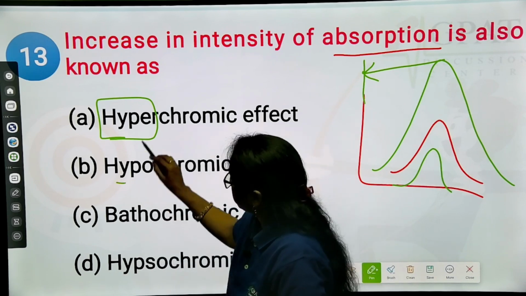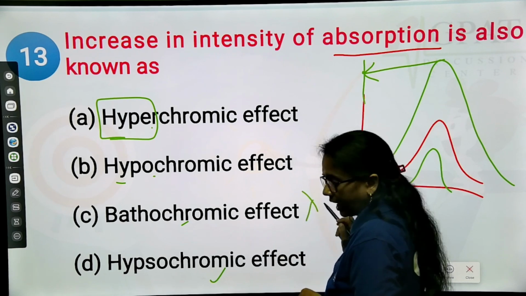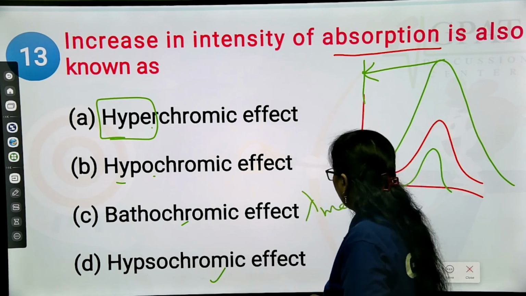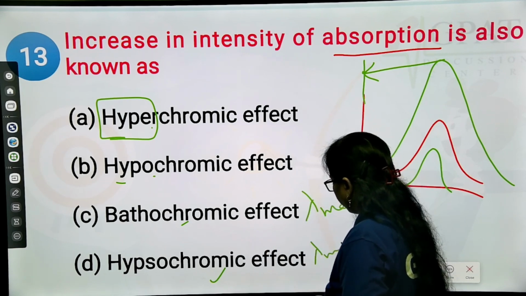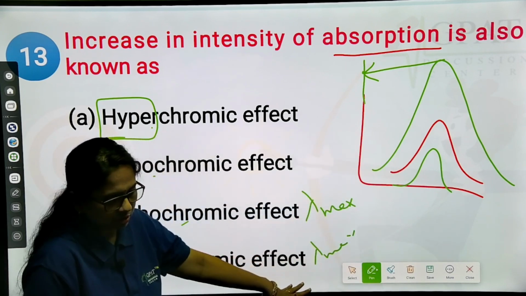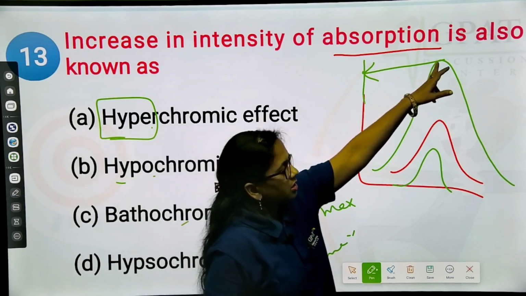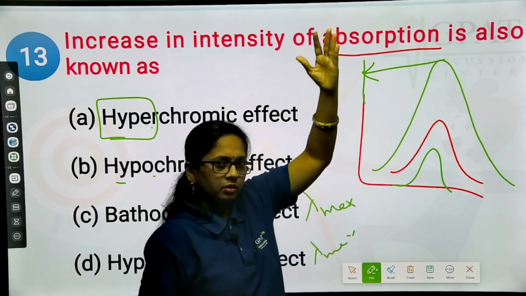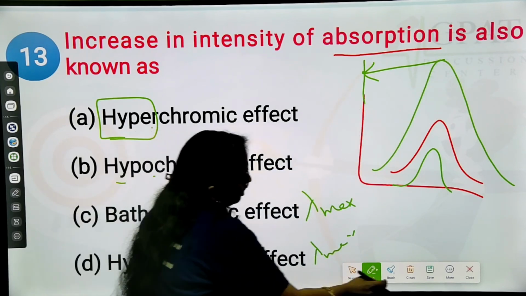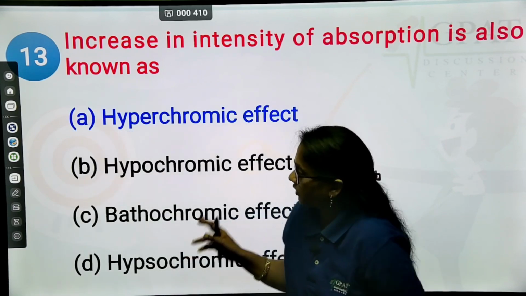So, this is hyper, hypo, batho and hypso. Batho and hypso are related to the lambda max, so shifting towards the right side and shifting towards the left side are called batho and hypso. That means longer wavelength, shorter wavelength. And hyper and hypo mean this one: an increase in the intensity is called hyper, a decrease in the intensity is called hypo. So, option A is going to be the right answer for this question.